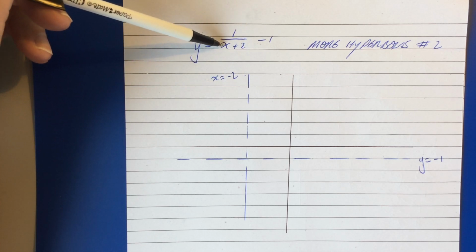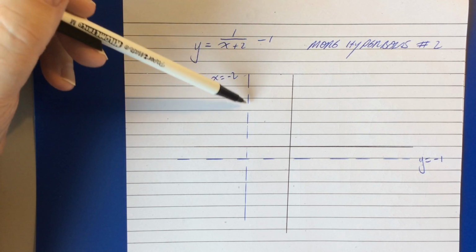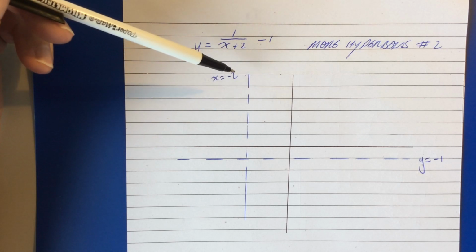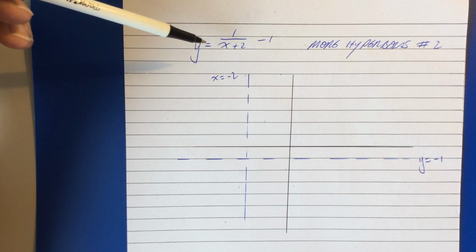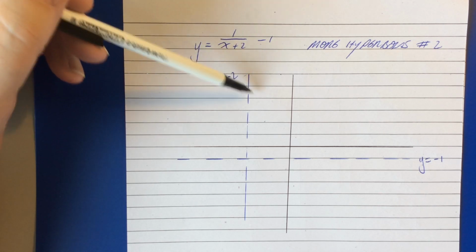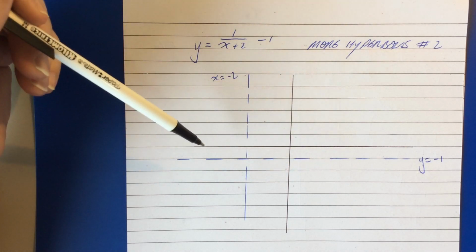And that is because if you put negative 2 into this equation instead of x, this becomes 0 and you get 1 over 0, and that's mathematical nonsense. Try it on your calculator, see what happens. So, we have the asymptotes at x equals negative 2 and y equals negative 1.